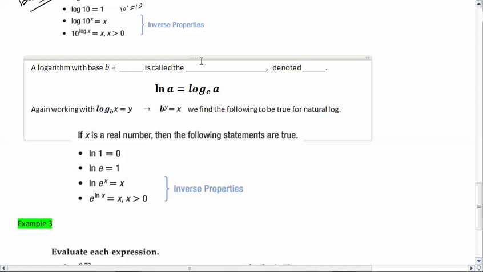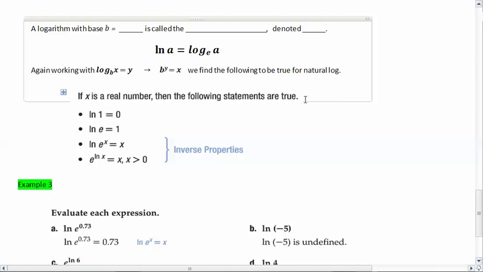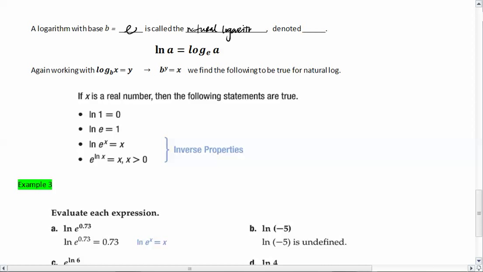A logarithm with base e is called the natural logarithm. So we said before that e is a very common base for exponents. Similarly, it's a common base to use for log. And it's so common that it gets its own special log name. It's called the natural log. And we denote that as ln. So if you just see ln of a, natural log of a, that's the same as log base e of a.